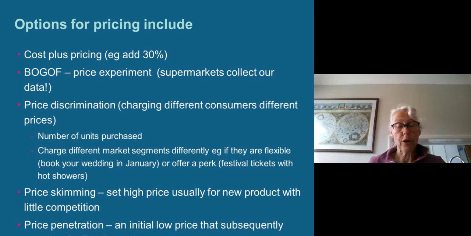You might also offer some kind of perks. I've given an example of festival tickets with hot showers, and you've got things like glamping tickets at festivals where people are charged a lot more. So that's a form of price discrimination. There's also what's known as price skimming. This is where you set the price high, and this is often where you've got a new product with little competition. You're doing something new and unique, and at that stage there's no real competition, and you can set the price pretty high.